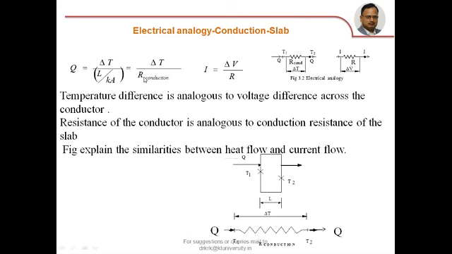R conduction, if you take it to the left hand side, will become delta T by Q. The unit of delta T is Kelvin and the unit of Q is watt. Hence, the unit of conduction resistance is Kelvin per watt. Simple as that.